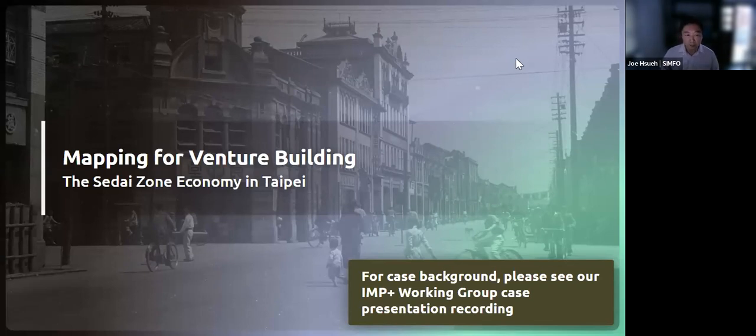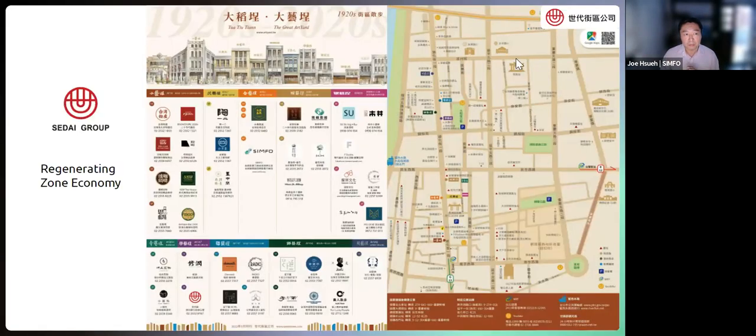This is a case that happened in Taipei, where I'm currently residing. It's a company called Hsueh Group. Their purpose is to regenerate a zone economy. By that, they define a main street, a particular quarter. In this case, it's a historical district in Taipei that was degraded. And what they did is they rent those historical houses and then convert them into youth and art incubation centers for youth entrepreneurship artisans to come in.